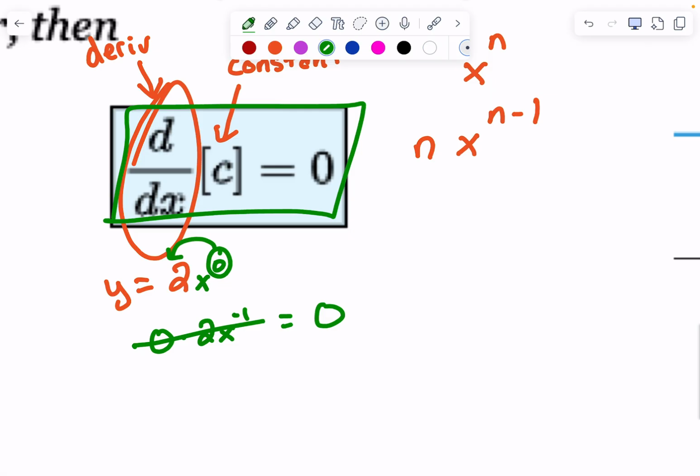If it's 7, if it's 14, if it's 132, the derivative of that number, as long as there's no x behind it, is going to be 0 because it's x to the 0 power. 0 comes down in front, knocks the whole thing out. Got it? The derivative of a constant is 0 always.